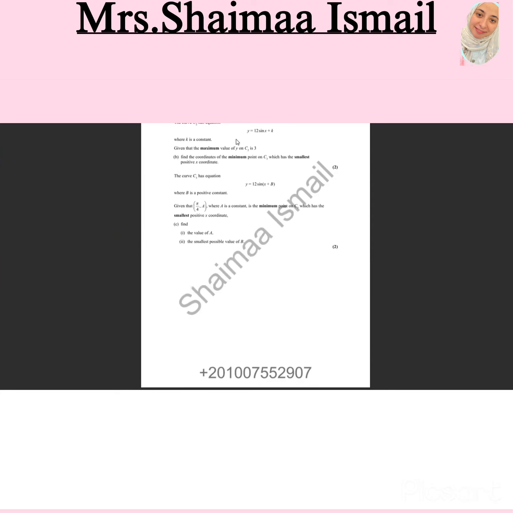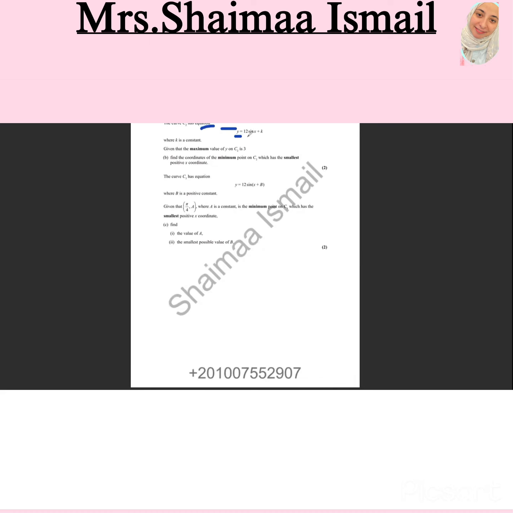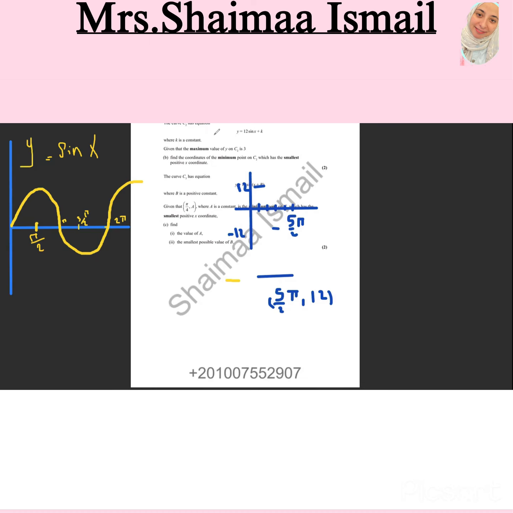The next part of this question, he gave you curve 2, and he said it has an equation of y equals 12 sine x plus k. Back to our original sine equation, which is here, the original one. But he gave you a simple piece of info: the maximum value of curve 2 of y is 3. So this point is 3. How can you get 3?